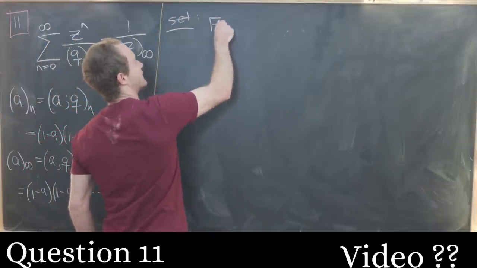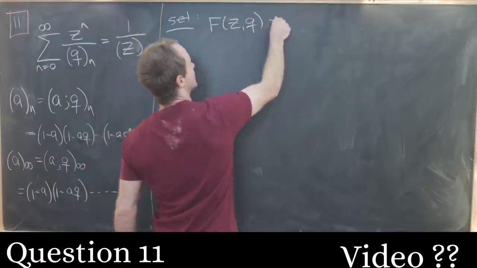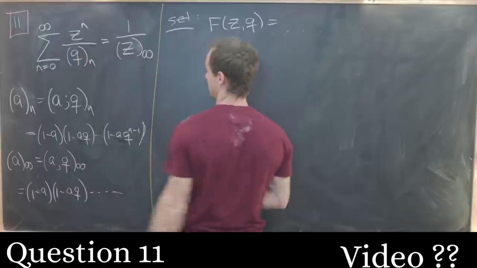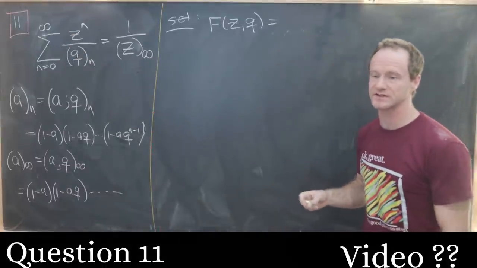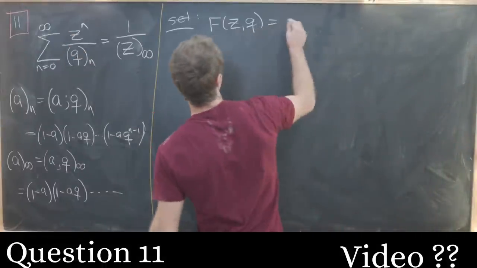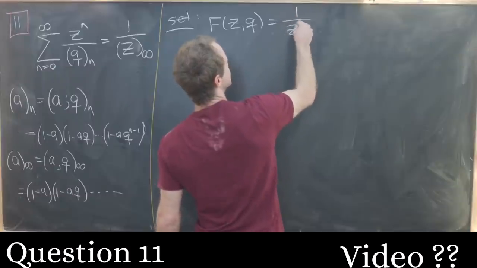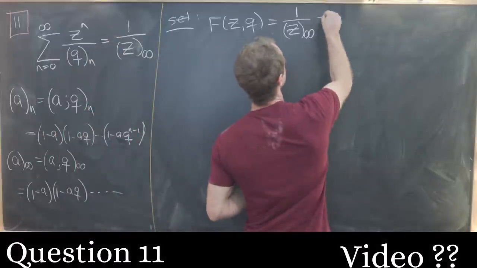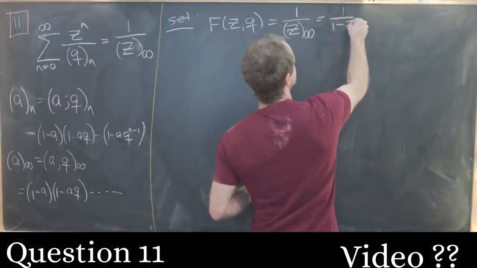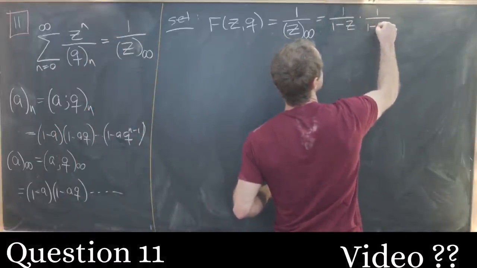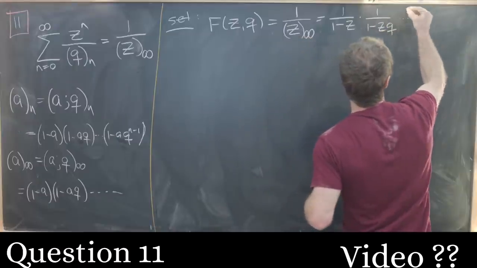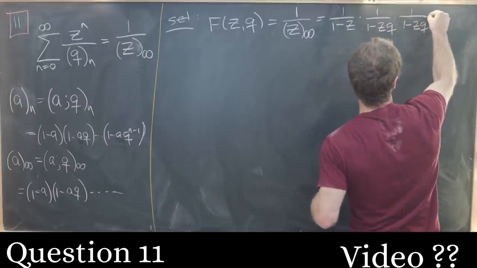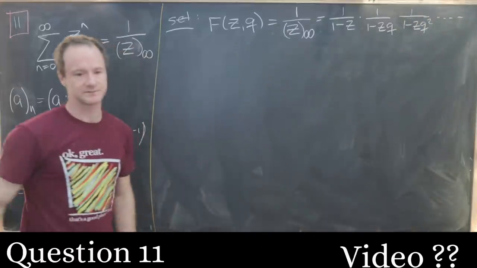Okay, so the standard strategy here is this. We're going to set a function f(z, q) equal to the product side. Notice this is an infinite product, and this is an infinite sum. That's why these are called sum-product identities. So this is 1 over (z; q)_infinity. Let's write that out: 1 over (1 - z) times 1 over (1 - zq), and let's write one more, 1 over (1 - zq^2), and then an infinite product.